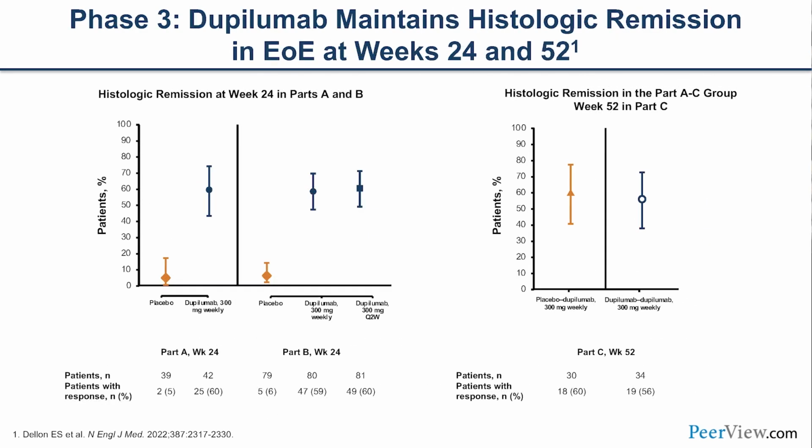This slide shows the second co-primary outcome of that phase 3 study, which was related to histologic remission. This was defined as less than or equal to 6 eosinophils per high power field in the biopsies. This is a very stringent threshold, and you could think about it as essentially nearly normalizing inflammation in those biopsies. So again, in Part A, very few people in placebo achieved histologic remission after 24 weeks of therapy, compared with about 60% in the 300 milligram weekly dose.